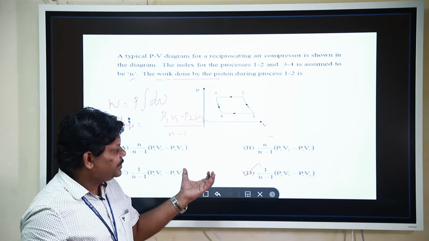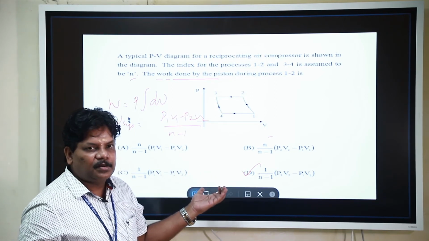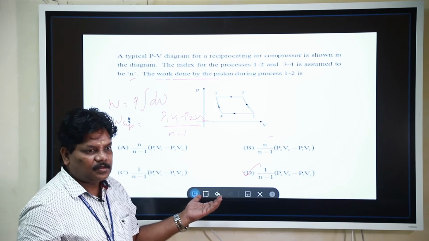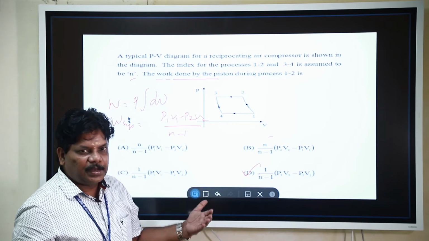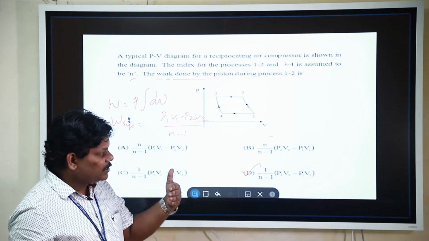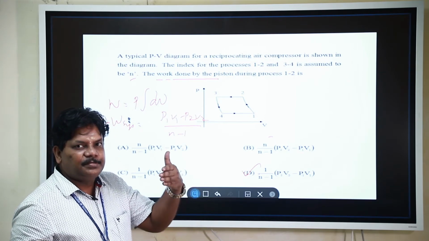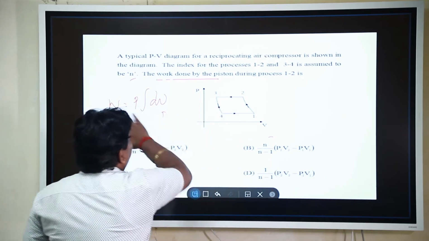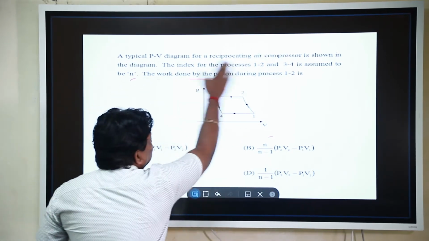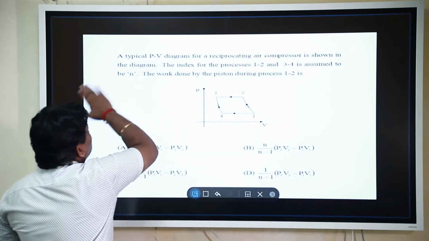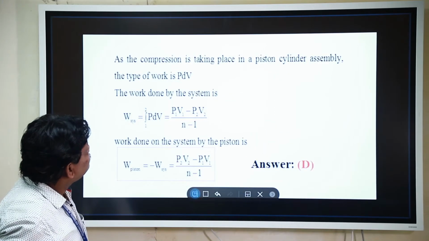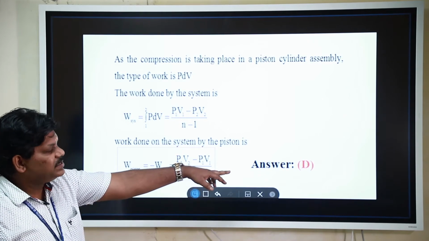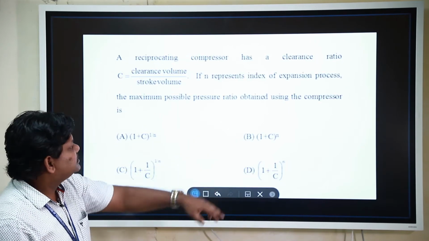So, a simple problem. This is a simple problem, but it carries 1 or 2 marks. Even a single mark may change your life. Right, so this is the problem, and you can see the solution. Yes, the solution is like this. The answer is D.